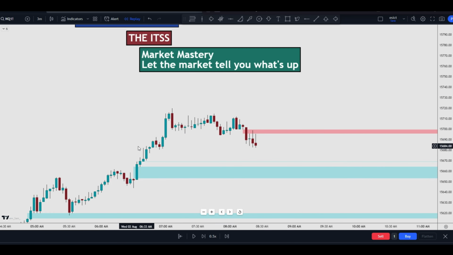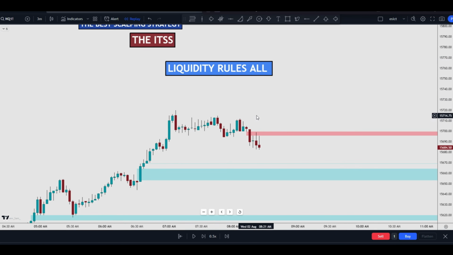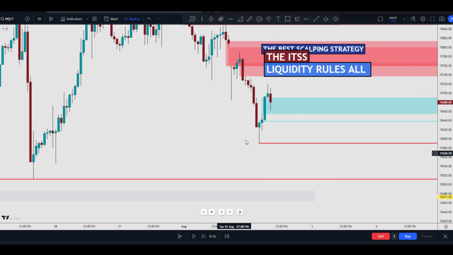Do you need a bias for this trade? No, you don't need a bias, but you do need to know where the liquidity is at. Liquidity rules all. That's why the market moves most of the time. Other than that, it's just to fill in an imbalance or to induce traders to play stops. Let's go to the 1 hour for that. The 1 hour is my favorite time frame to find imbalances.